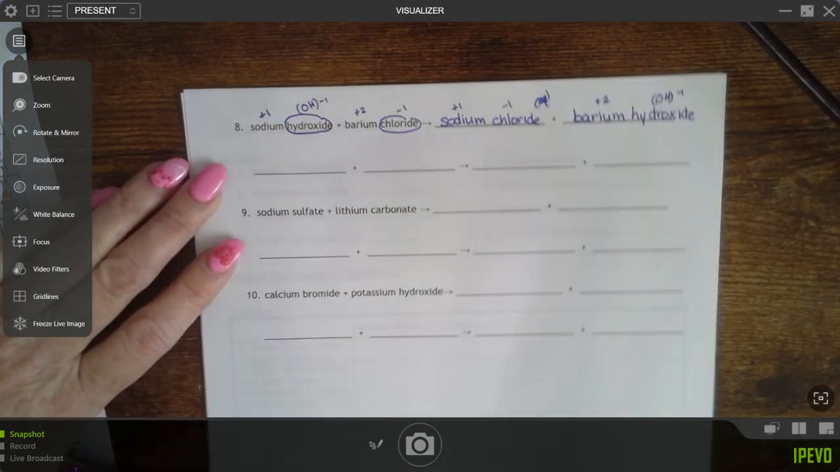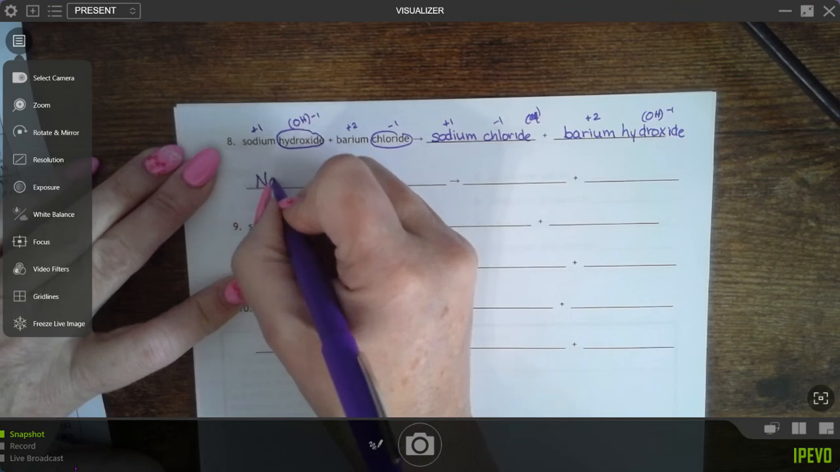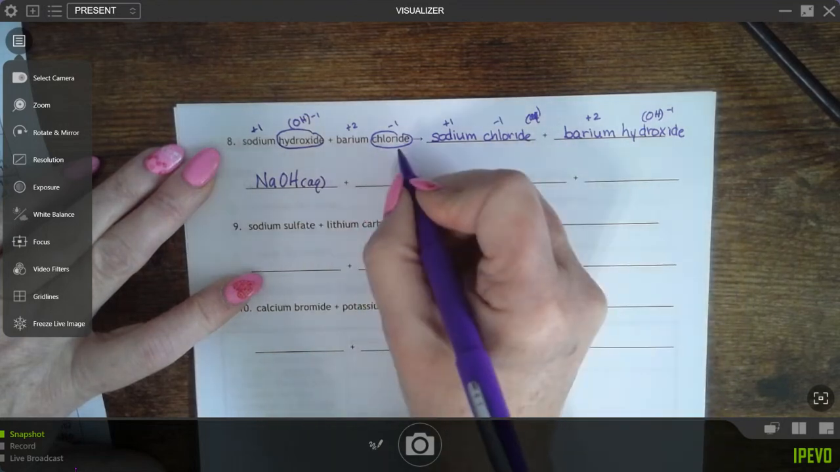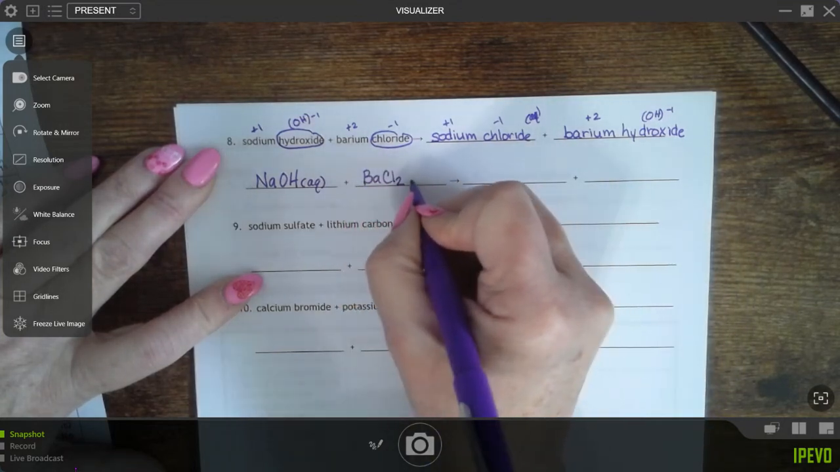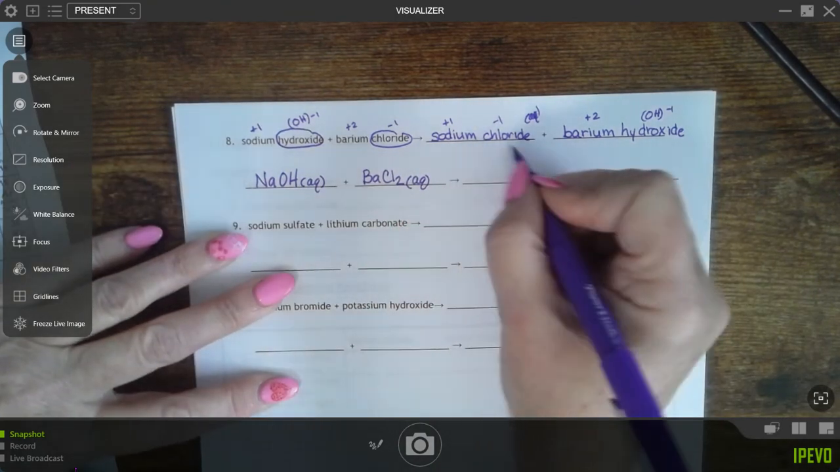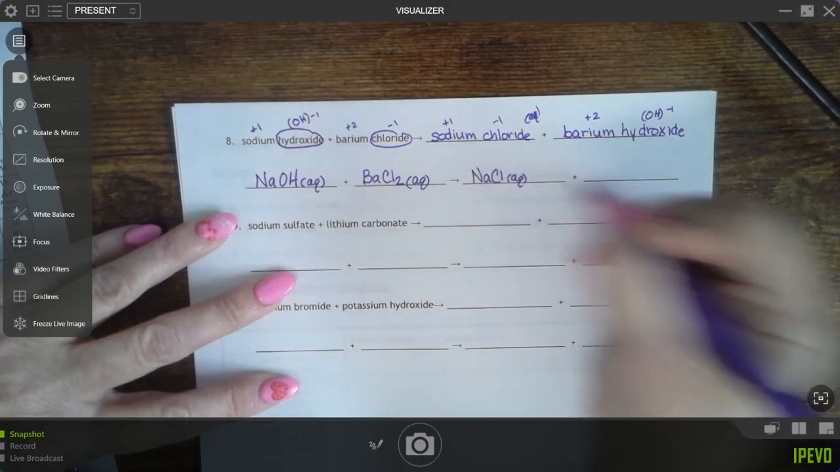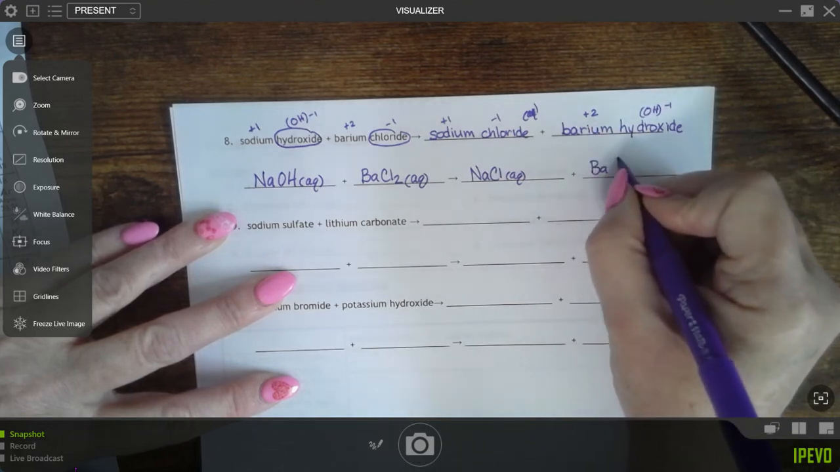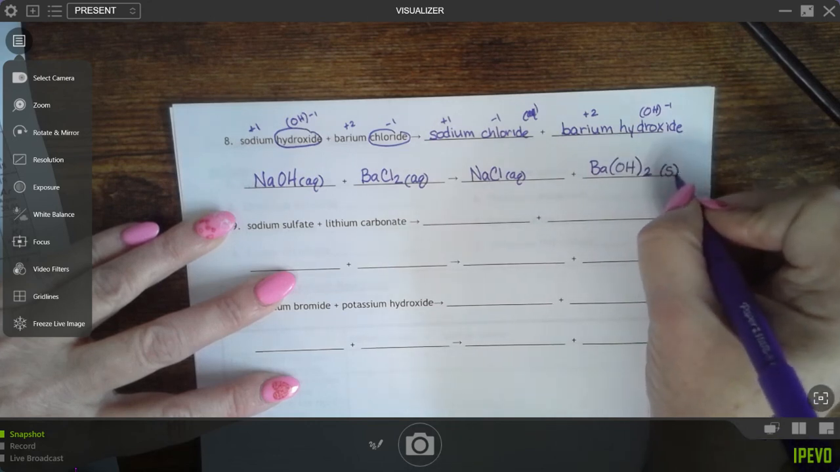All right, so let's write these formulas. So sodium hydroxide is just going to be NaOH, aqueous. Barium chloride is going to be BaCl2, aqueous. And then our products are going to be NaCl, aqueous, plus barium hydroxide, Ba(OH)2, and that is our solid.